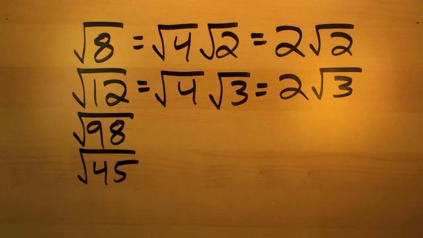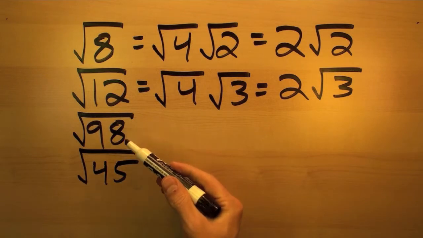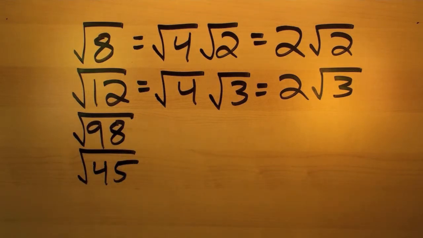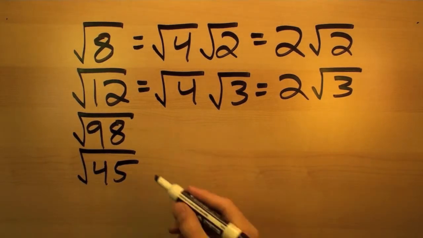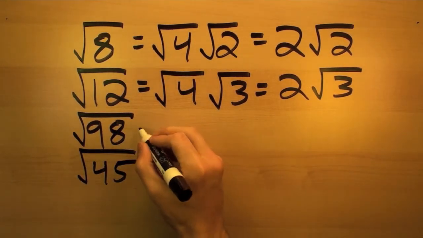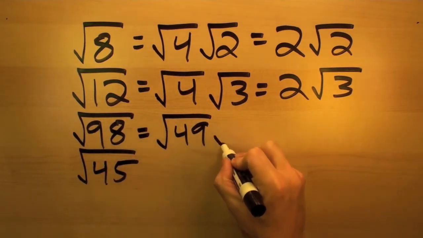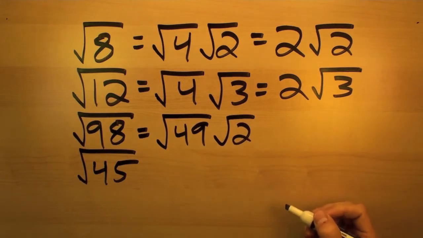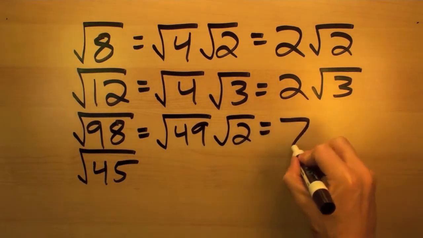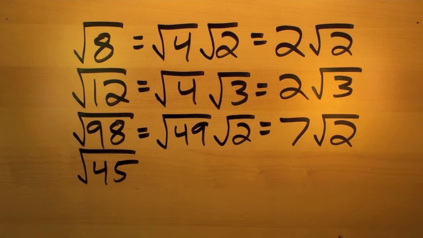Now with 98, we have to start considering larger squares that divide 98. So just start going through squares in your head. You can just start taking numbers successively and squaring them and see what you get. So we can see that 49 is 7 squared, and 49 divides 98. So we can break 98 up as the square root of 49 times the square root of 2. The square root of 49 becomes 7, and then we're left with our root 2.